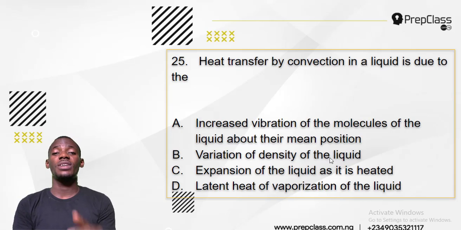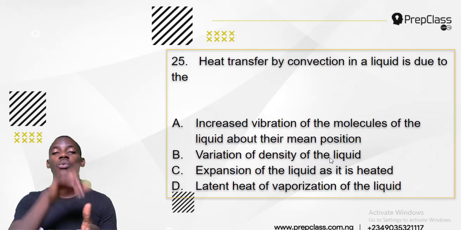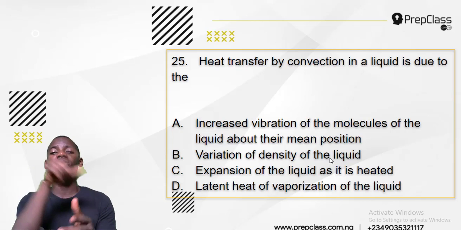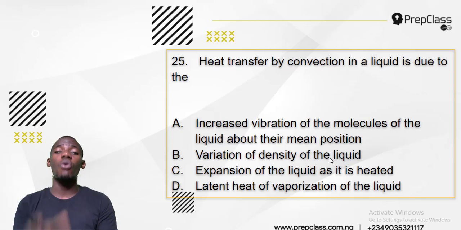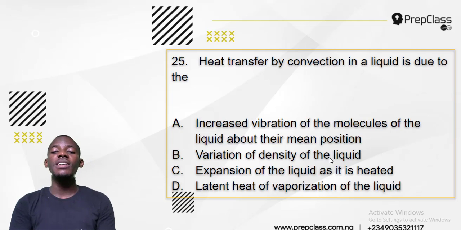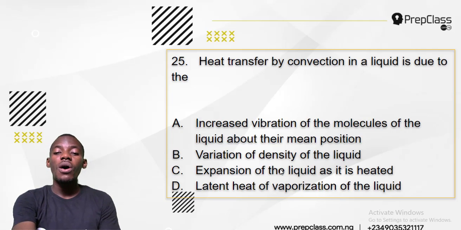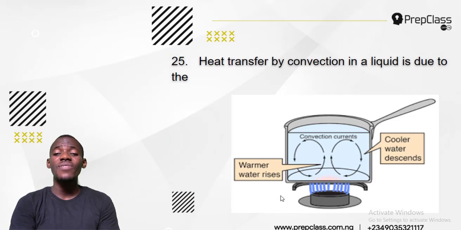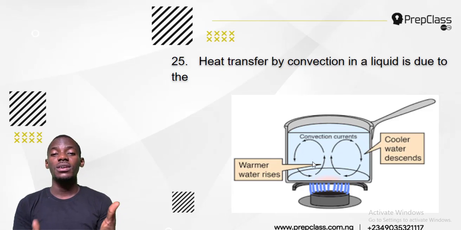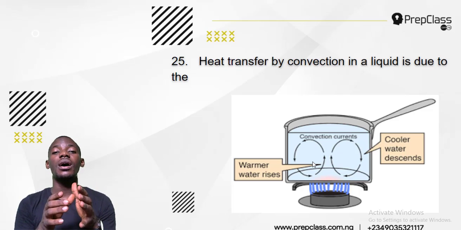Variation of density of the liquid, is that correct? Is it because of the difference in density that the water rolls? You know, when water is boiling, it rolls. That rotation of the water is called convection current. So the hot water goes up, the cold one comes down. Is it because of the density, or the expansion of the liquid as it is heated, or latent heat? Now the answer is very simple. When water is being boiled, the hot water, the one below, is hot. Now hot things are lighter, cold things are heavier.